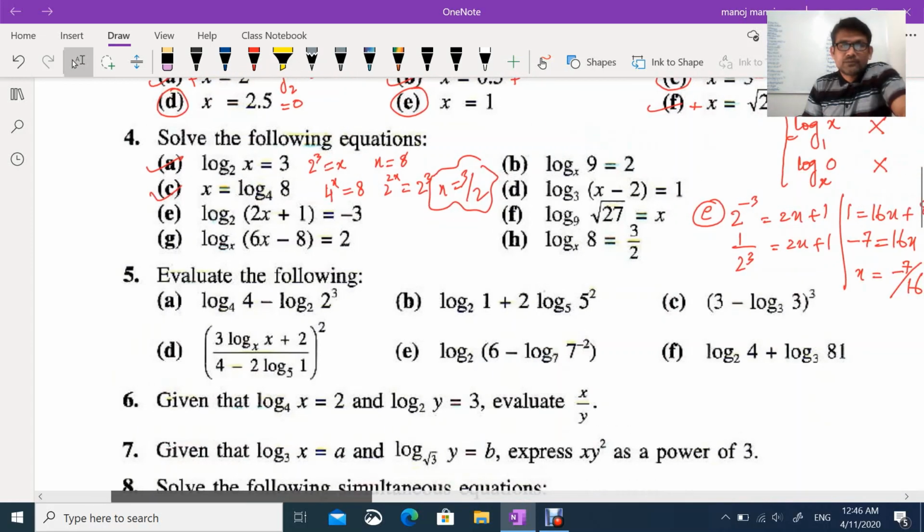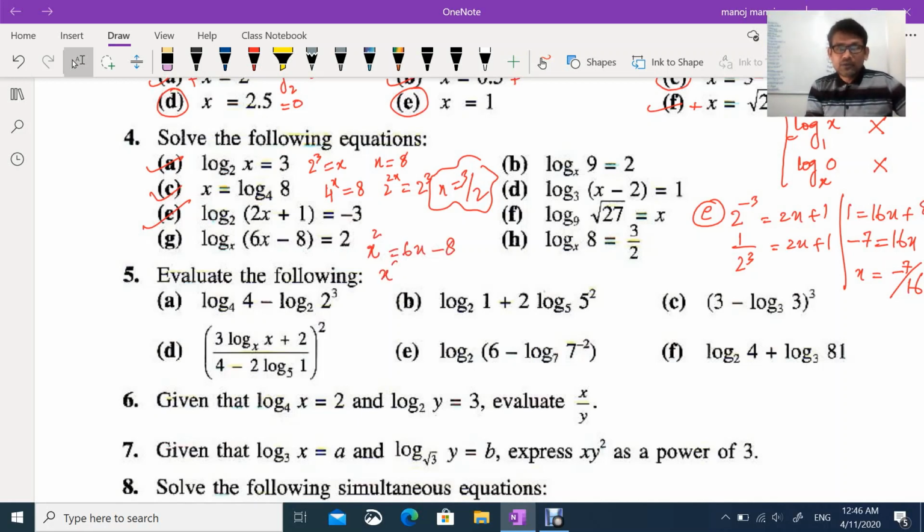Question number E we have done. If I want to do G, it is similar. x power 2 is equal to 6x minus 8, and here you have to use a quadratic equation, like x squared minus 6x plus 8, and make the factors. The factors multiply to get 8 and add to get 6: 4 and 2. So x squared minus 4x minus 2x plus 8 equals 0. Make the factors and get the answer. Let me solve it because I want to show you something.